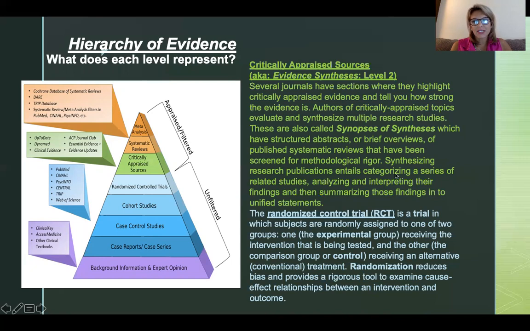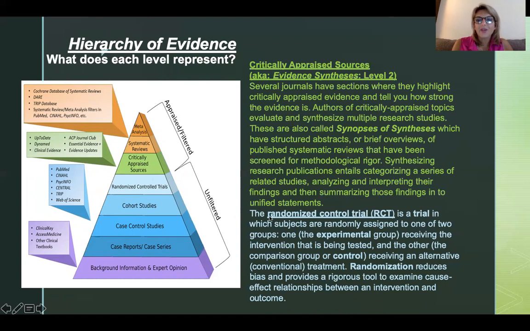Synthesizing research publications entails categorizing a series of related studies, analyzing and interpreting their findings, and then summarizing those findings into unified statements. So this is basically just an extension of systematic reviews, in that they took the systematic reviews, like several journals, which are systematic review journals that they're reading, articles that are technically systematic reviews, and they're really making sure that they've analyzed them and that they actually followed all the rigorous protocol of research to be considered technically critically appraised. Okay, but again, this all falls in the higher levels, level 1, level 2.